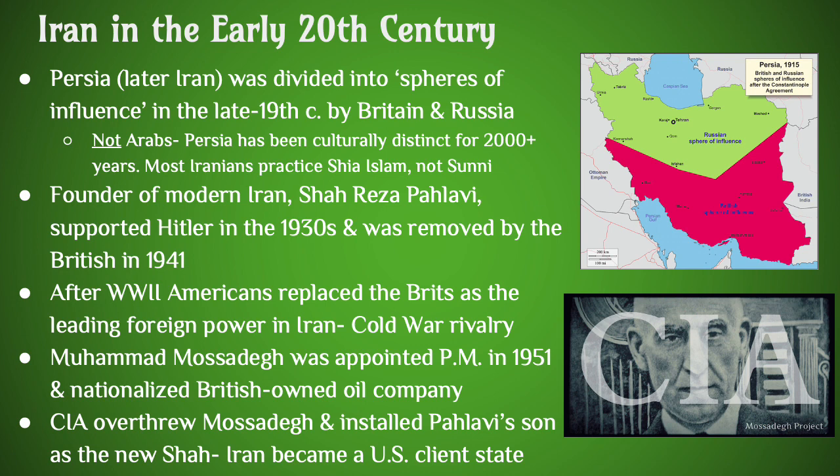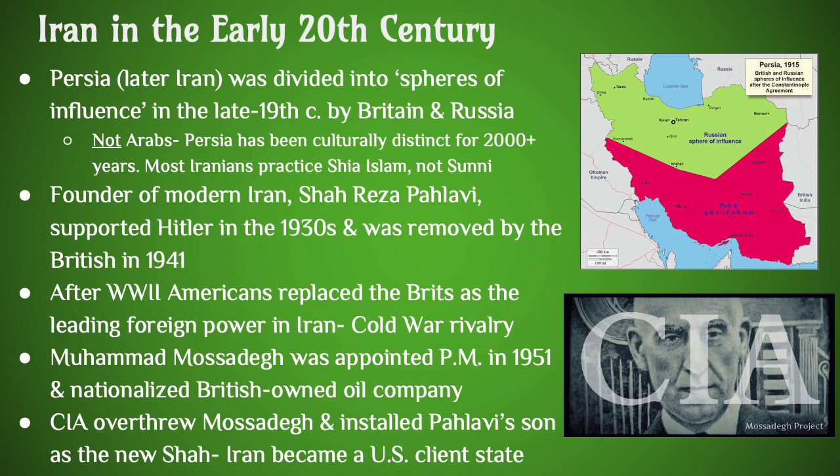After World War II, though, as we see all over the world, Americans are replacing the British as the leading foreign power. And you start to have a Cold War rivalry in Iran. And so any government that seemed like it might be open to communism or socialism was a government that was probably going to get overthrown by the Americans, which is exactly what happened in Iran.